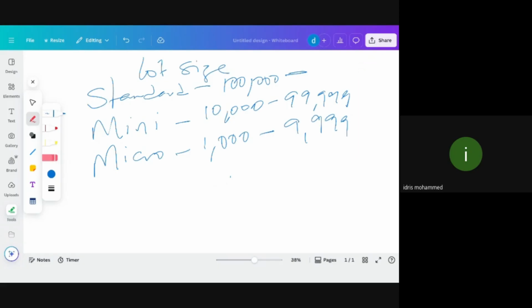We say that this one is to infinity. So standard lot size is 1 lot. Mini lot size is 0.1. Okay. Micro lot size is 0.01. Okay. Yeah. Standard, you are starting from 1. Okay, 1. You can take 1.